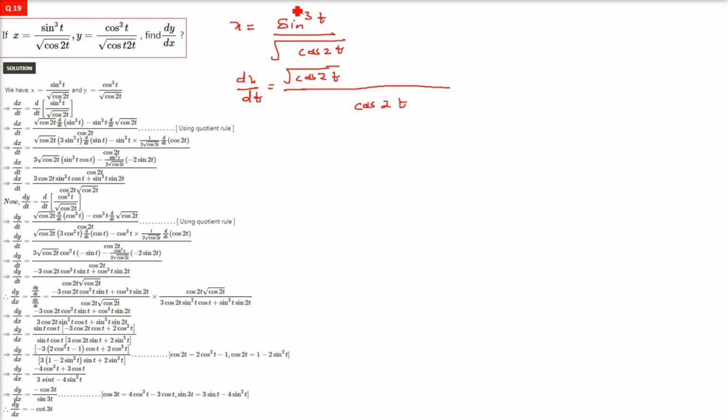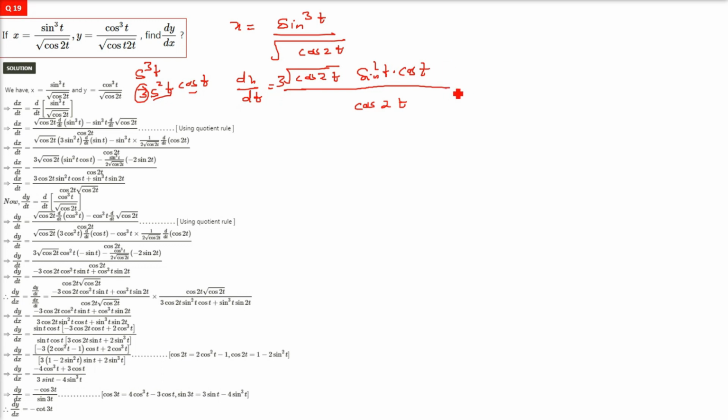Differentiation of sin cube t will be the same as x to the power n, so n x to the power n minus 1, that is 3 sin square t. Then again for sin it will be cos t. So what do you get? You will get sin square t cos t, and 3 is also there, so thrice of this.